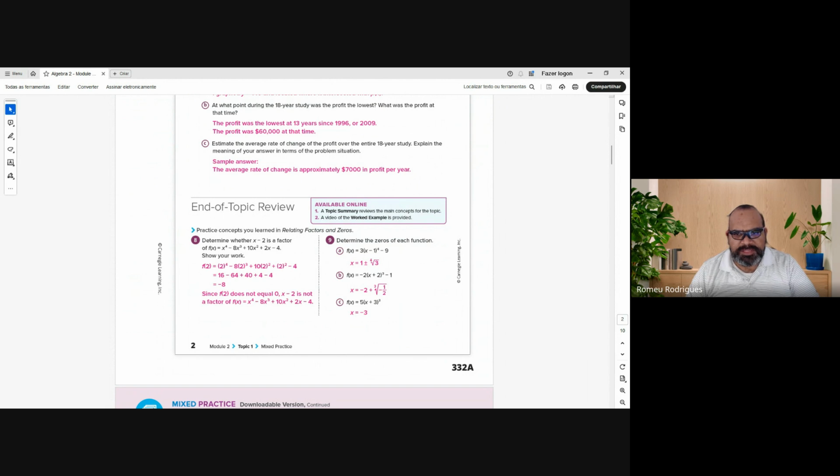Great. Determine the zeros here: just solve for x, and we find the zeros over here. And here's the same thing, solve for x, we'll find the zeros. Solve for x, we'll find the zeros here. Great.